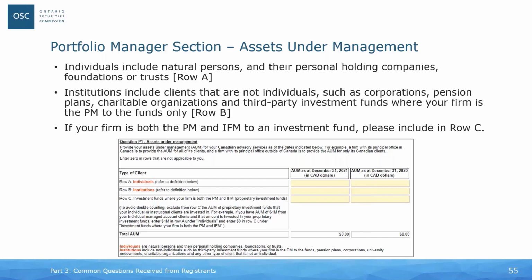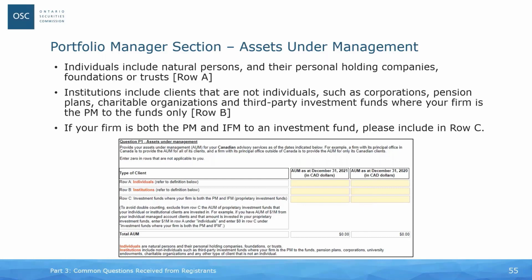Include individual clients in row A, institutions in row B, and investment funds where your firm is both the PM and the IFM in row C. As defined in the form, individual clients are natural persons and their personal holding companies, foundations, or trusts. Institutional clients are non-individual clients, such as third-party investment funds, where your firm is the PM to the funds, pension plans, corporations, university endowments, charitable organizations, or any other type of client that is not an individual.